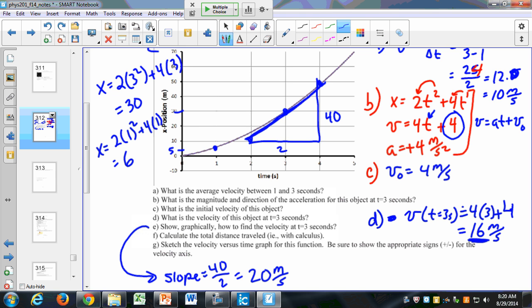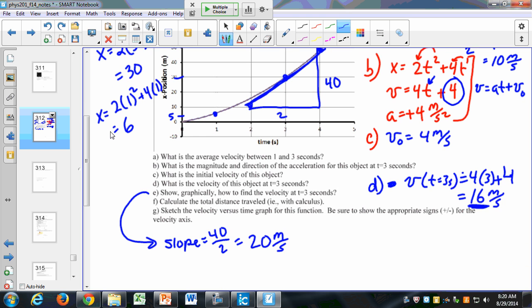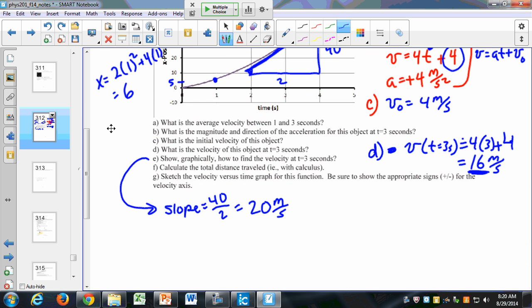All right, now calculate the total distance traveled. Show me with calculus how you do so. Remember, x is equal to the integral of what function? The integral of what function gives us the distance traveled? The velocity function. So x is going to be the integral of v dt. And we have a function for the velocity that we've already found. So take the integral of that function.